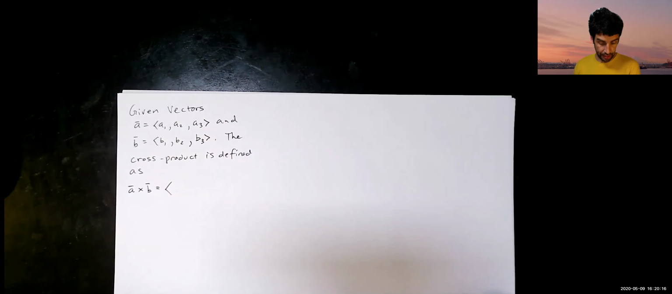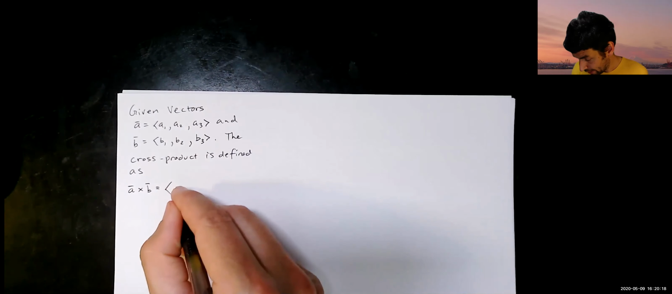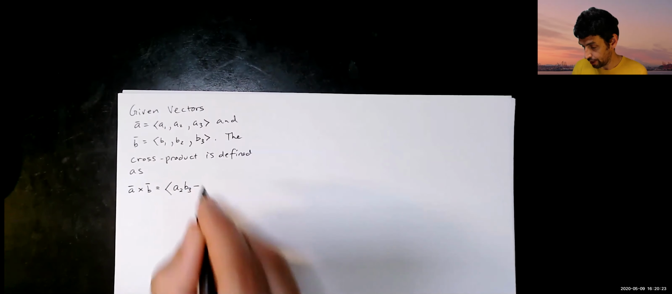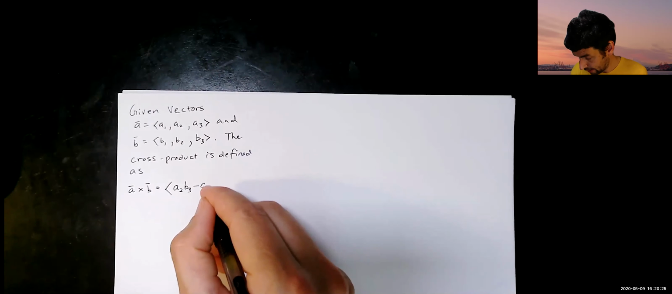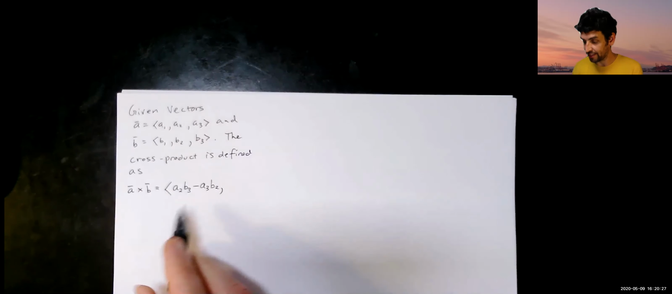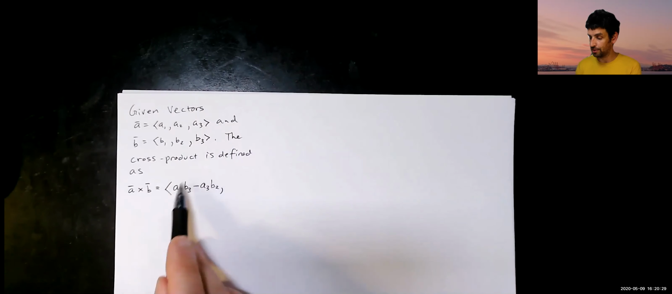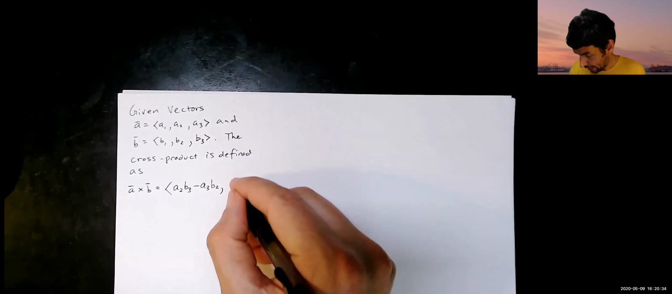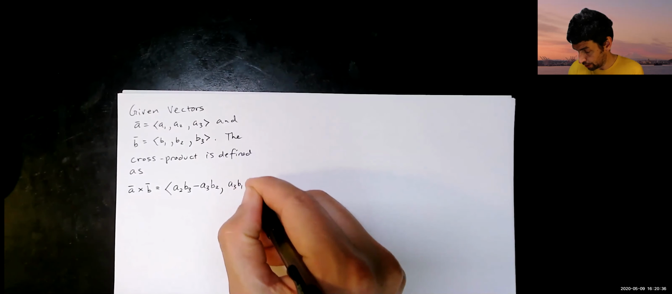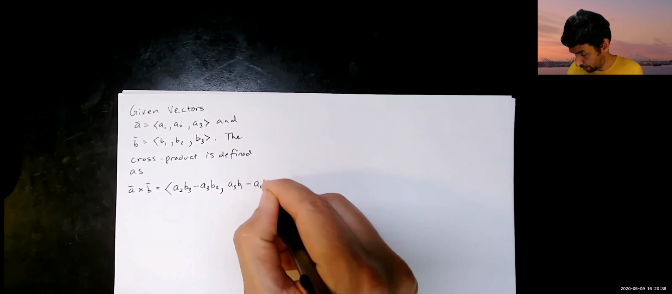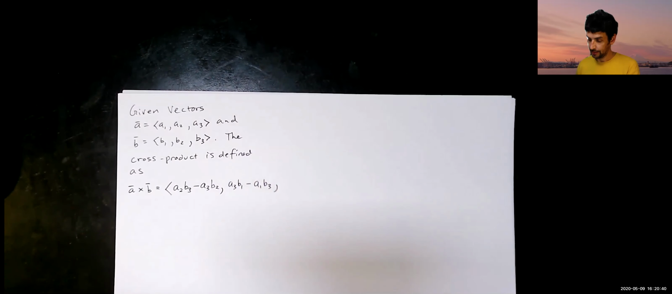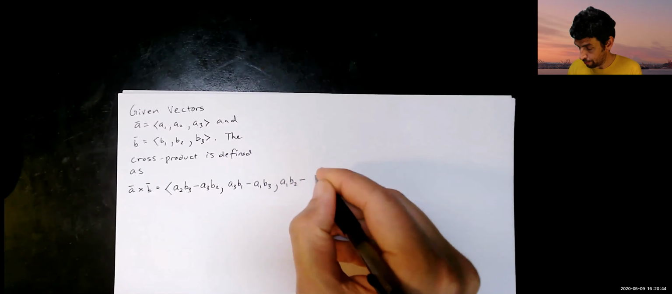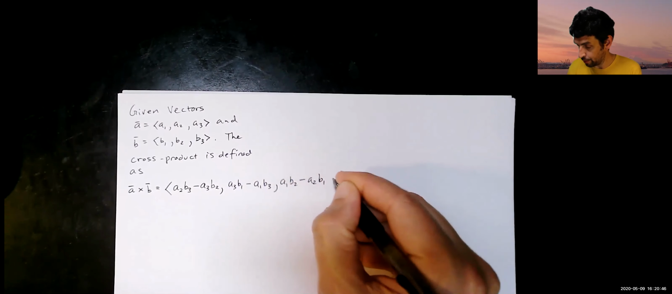And the way we figure out that vector is take the component A2 times the component B3 minus A3 times B2. That's our first component. Remember, these are all numbers. Then we take A3 B1 minus A1 B3. And then we take A1 B2 minus A2 B1.